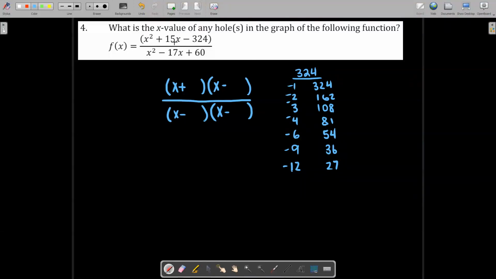These add up to be positive 15. So that's what we're going to use. We're going to use negative 12 right here and positive 27.